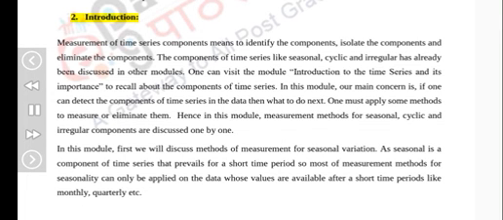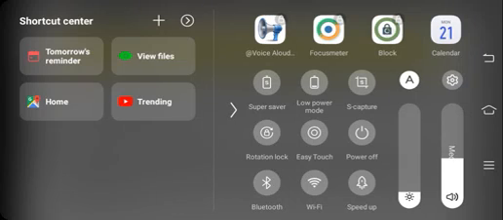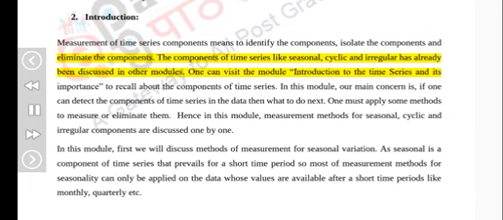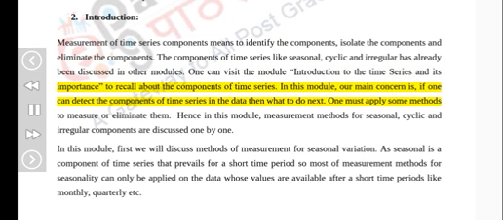Introduction. Measurement of time series components means to identify the components, isolate the components, and eliminate the components. The components of time series like seasonal, cyclic, and irregular have already been discussed in other modules. One can visit the module, Introduction to the Time Series and its Importance, to recall the components of time series. In this module, our main concern is, if one can detect the components of time series in the data, then what to do next.